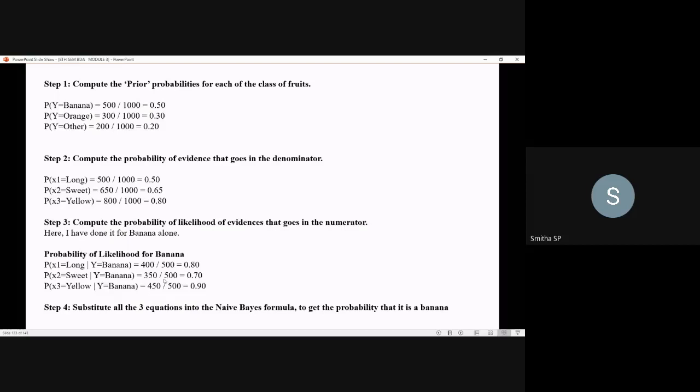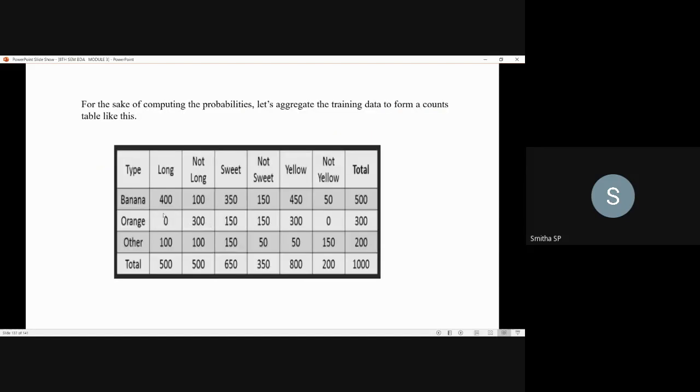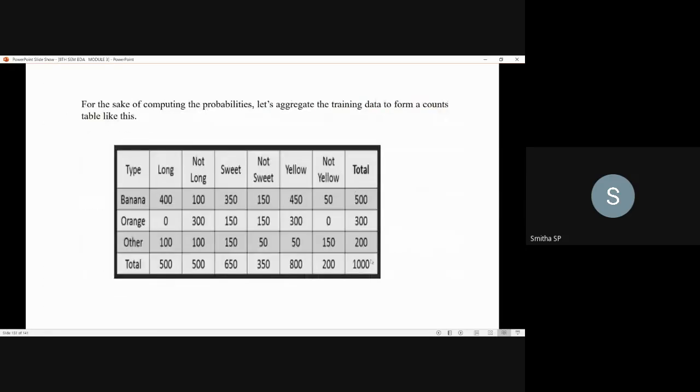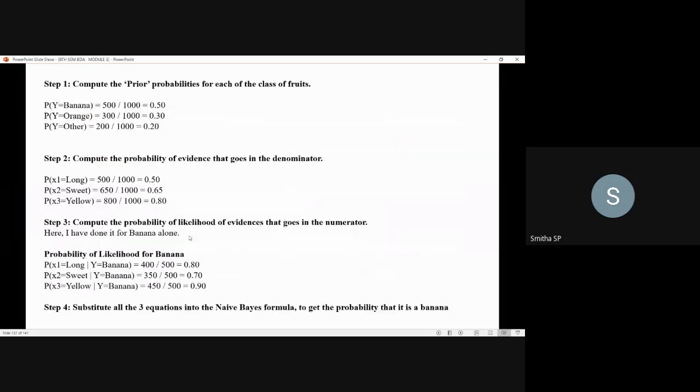You know that by looking into the table, you have the tabulation they have given. In that they have mentioned these values. For long, the value they have mentioned is 400. So 400 divided by how many fruits you have, how many count you have for banana? 500 count. Here you are not taking the total count of fruits, since I am computing the probability of likelihood only for banana. I am taking the total count of only bananas. So 400 divided by 500. What is the probability you will obtain here? 0.80.